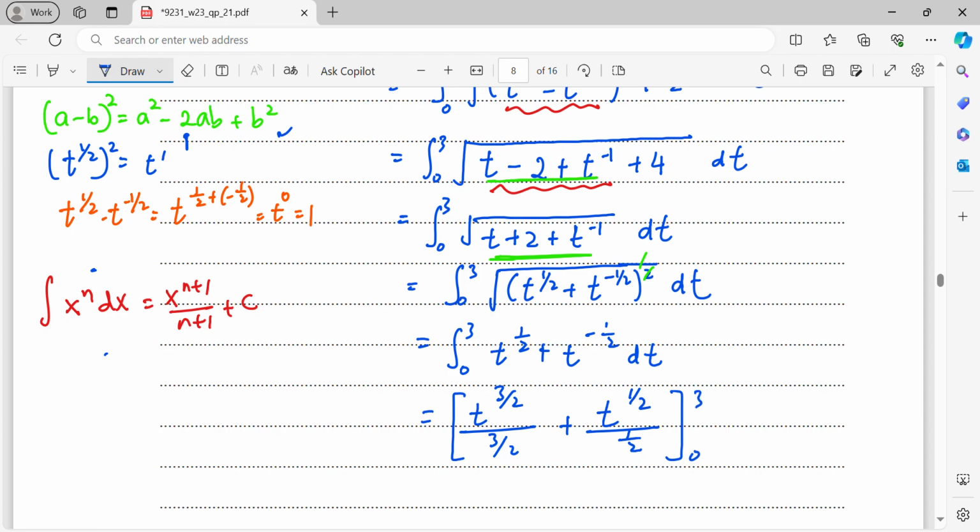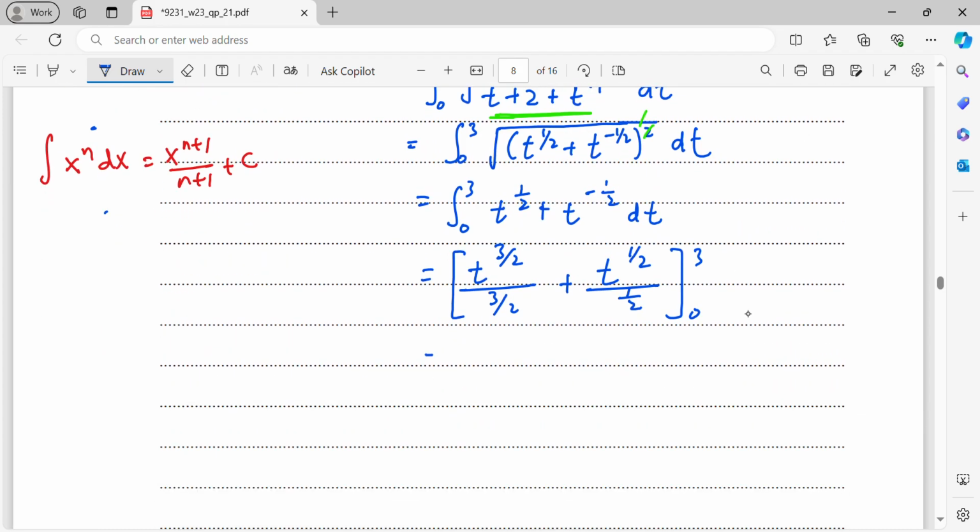So now, simplify first. This is basically 1 over 3 over 2. 1 divided by 3 over 2, that is 2 over 3. Okay, so I'll change to 2 over 3 t degree 3 over 2. And then 1 divided by half is basically 2, so plus 2 t degree half, 0 to 3. And now just replace.